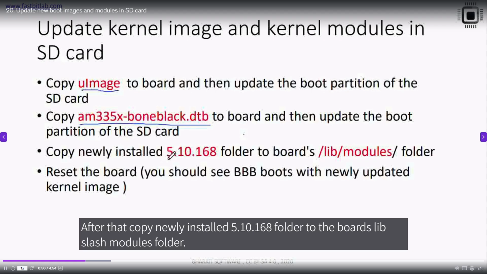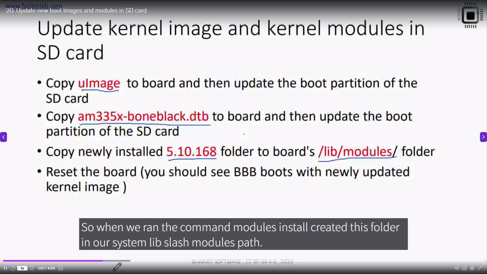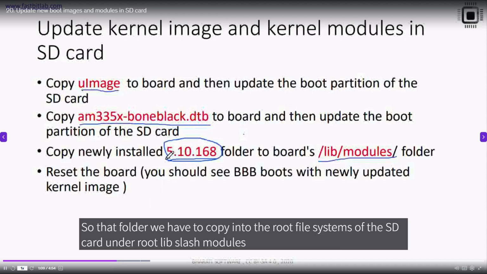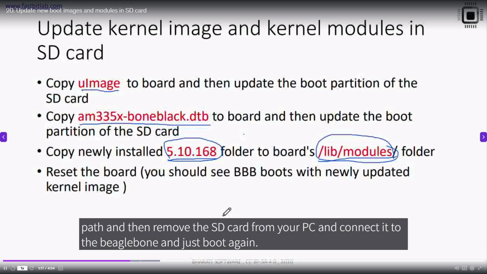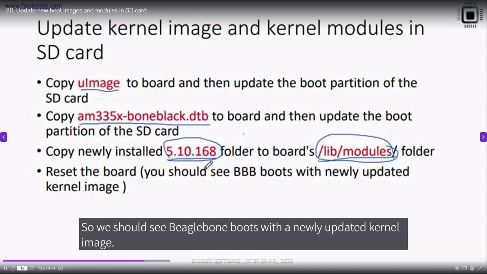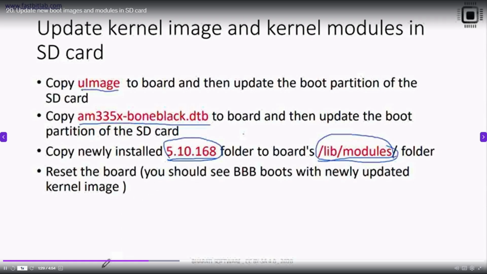After that, copy the newly installed 5.10.168 folder to the board's lib/modules folder. When we ran the modules install command, it created this folder in our system's lib/modules path, right? So that folder we have to copy into the root file system of the SD card under the lib/modules path. And then remove the SD card from your PC, connect it to the BeagleBone and boot again. We should see BeagleBone boots with the newly updated kernel image.